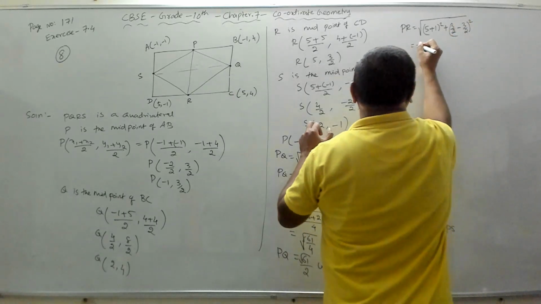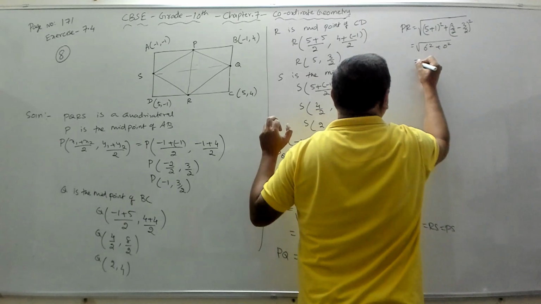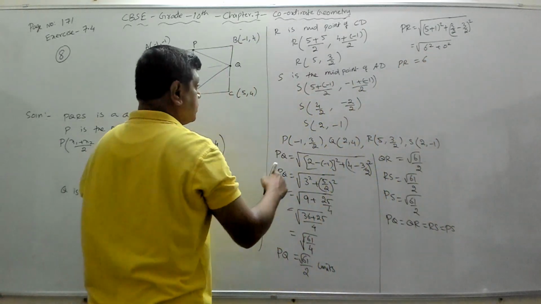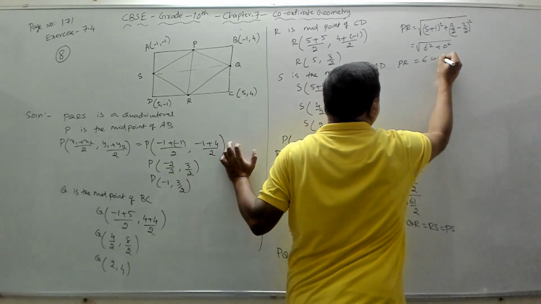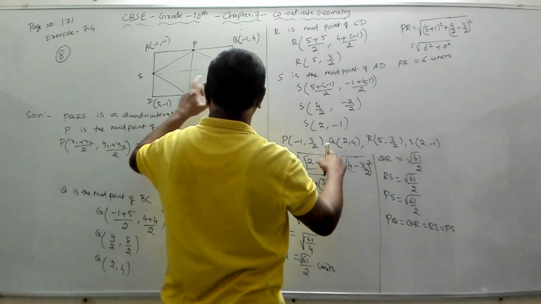That will give you square root of 5 plus 1 is 6 square, plus 3 by 2 minus 3 by 2 is 0 square. You'll get 6. So PR is 6 units, the diagonal PR. Now let's find the diagonal QS or SQ.